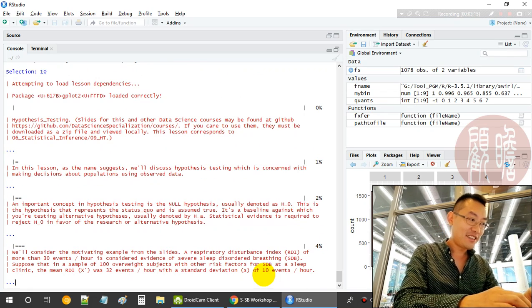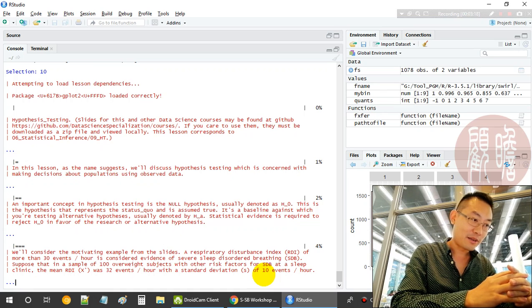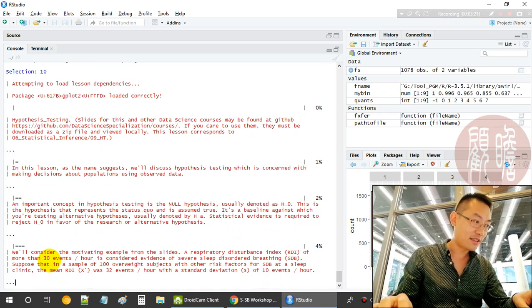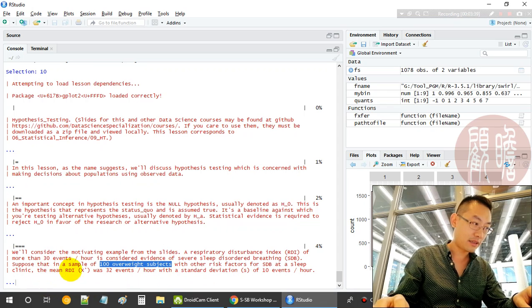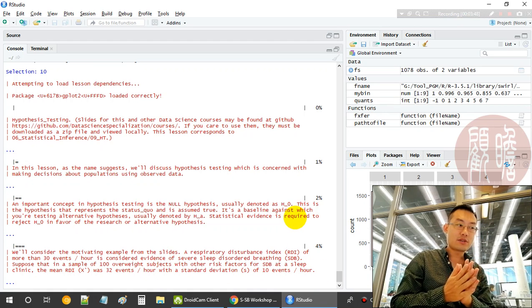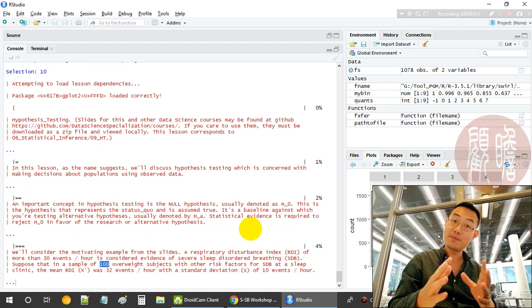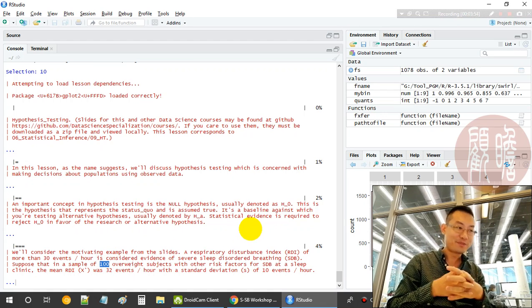Okay, so we consider a motivating example. A disturbance index of 30 events per hour is considered evidence of sleep disordered breathing. Suppose that a sample of 100 overweight subjects with other risk factors at a sleep clinic had a mean of 32 events per hour with a standard deviation of 10 events per hour. So this is the background. There will be 100 overweight people being surveyed, and they measure their events per hour.